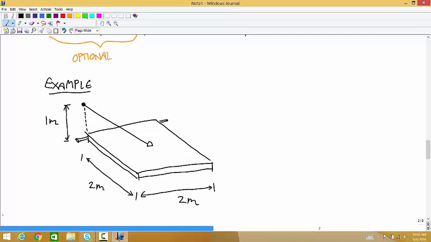I'm going to use a coordinate system that's oriented like this. So this is the x-axis, the y-axis is up, and the z-axis is this way. The z-axis is parallel to these two edges. And we're going to choose our about point to be here.